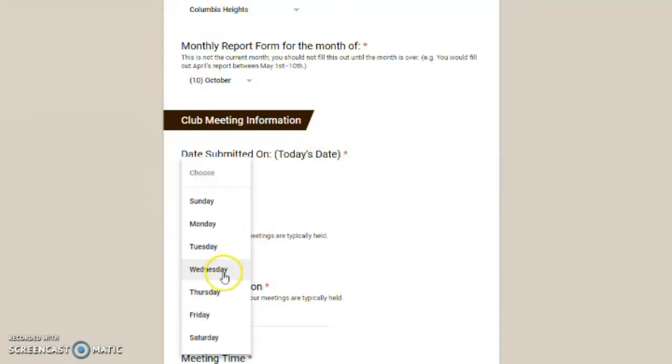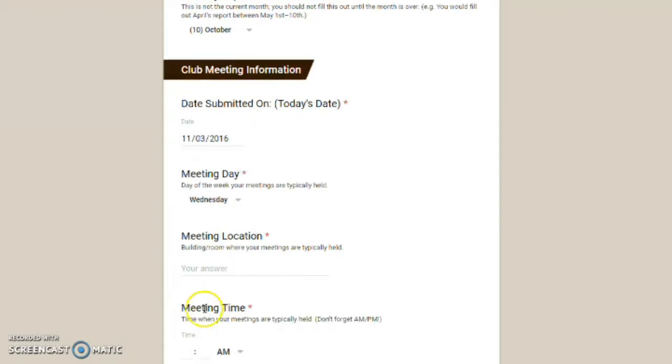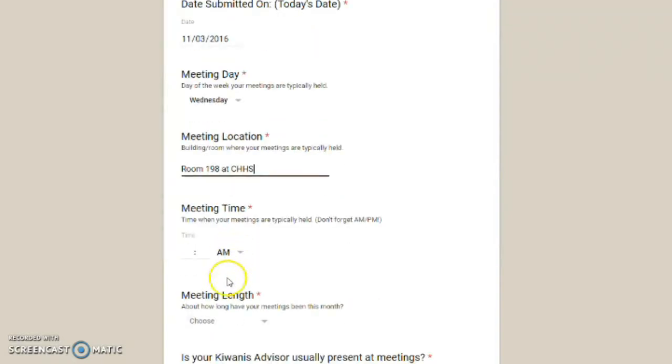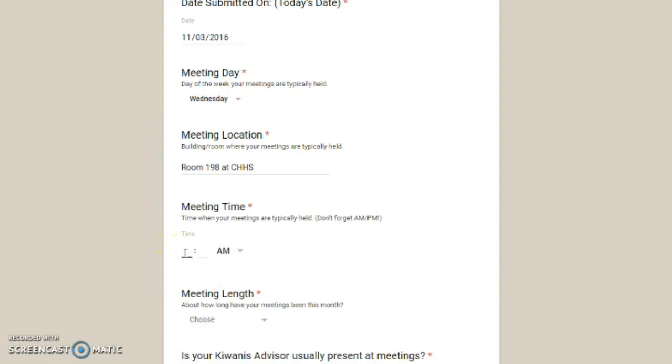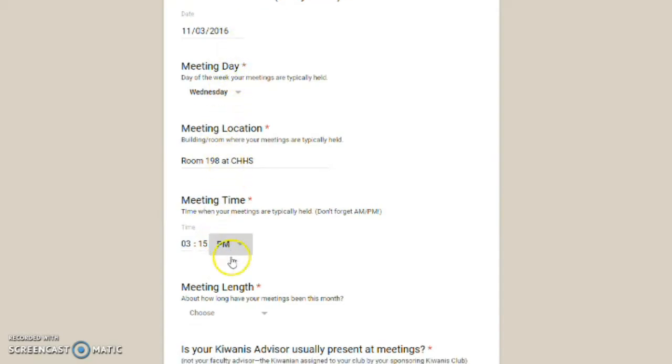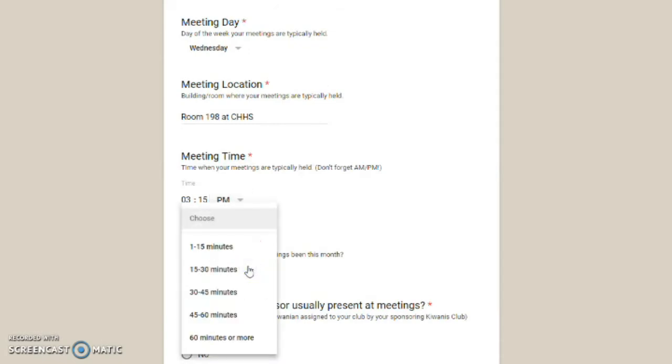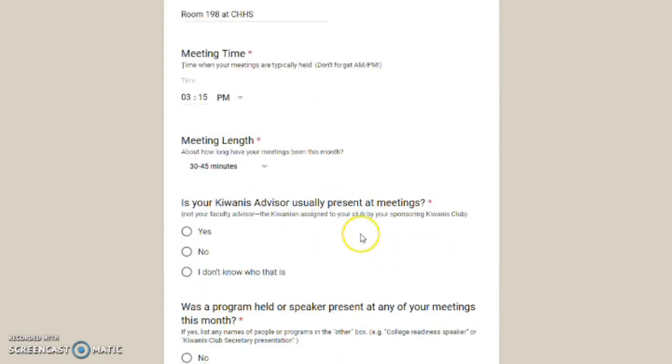So usually the meetings at my school are held on Wednesdays. They're held in our advisor's room, which is room number 198 in our high school. And our meeting time is usually 3:15 in the afternoon. Very simple. So again, when you're filling this out, you just write what day of the week your meetings are, where your meetings are, when your meetings are, and then finally, just about how long your meetings last. So ours usually last about 30 minutes, so we do 30 to 45.